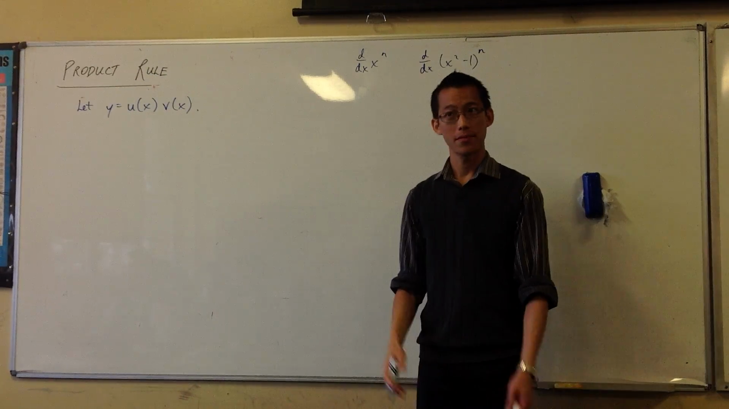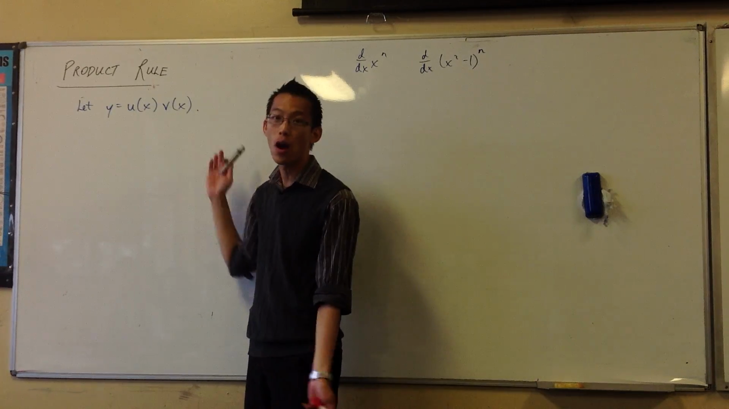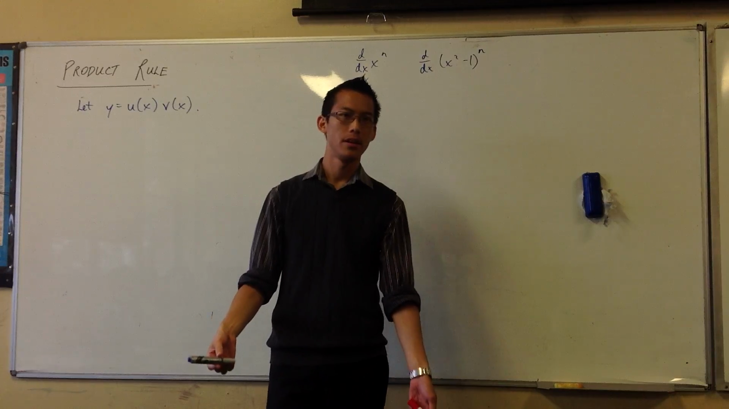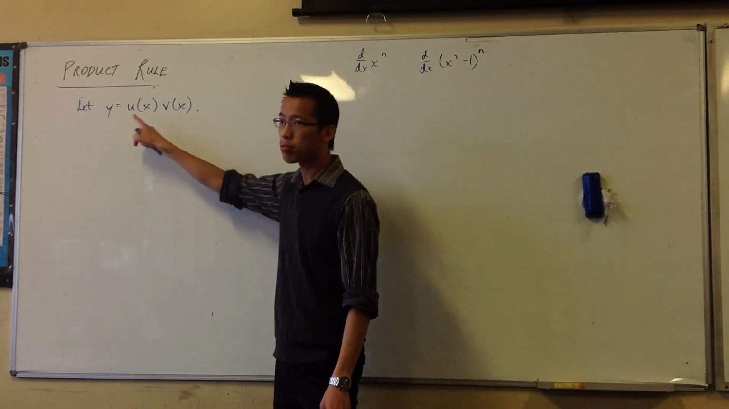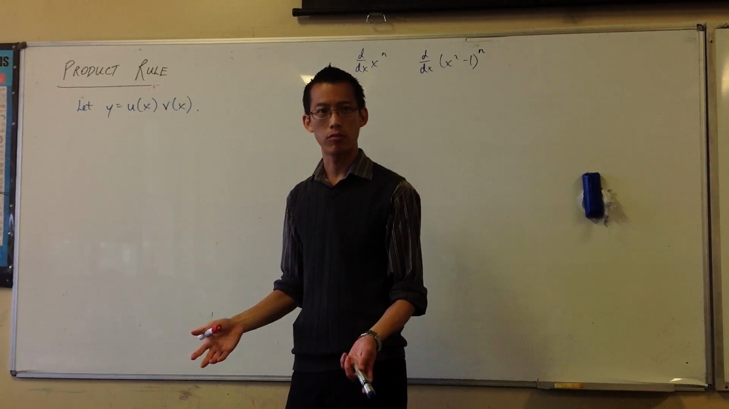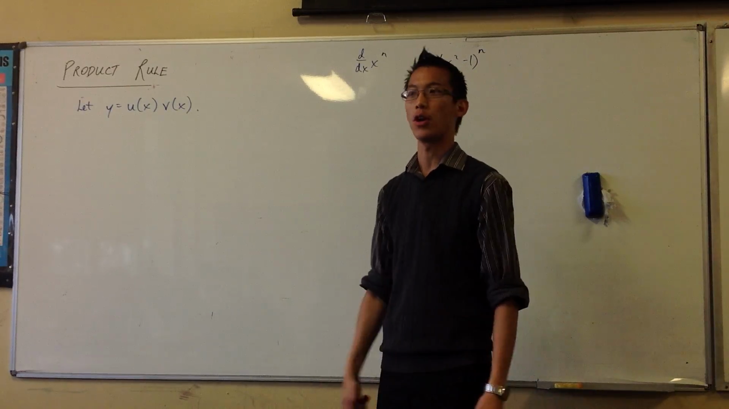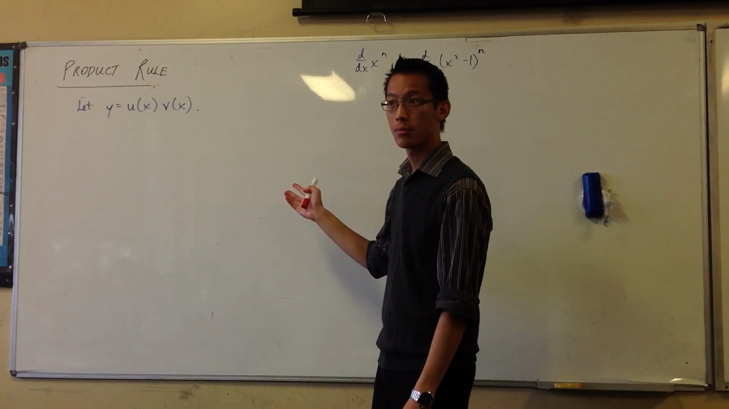Okay, so here's where I'm going to start. I've got my function y, but it's a product of two other functions, like x squared and x squared minus 1, just like we were dealing with. So if I've got a product here, what would be its derivative? Well, so far when we want to work stuff out, we always go back to first principles, and that's exactly what we're going to do here.